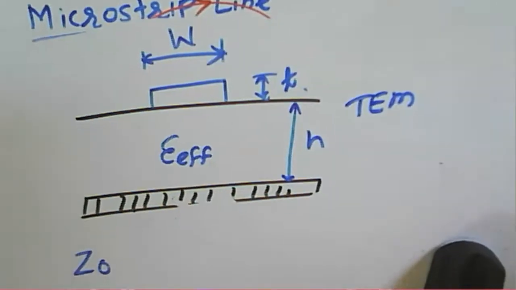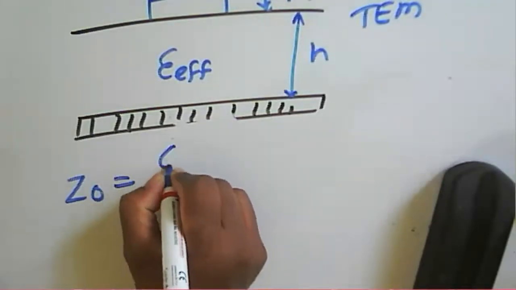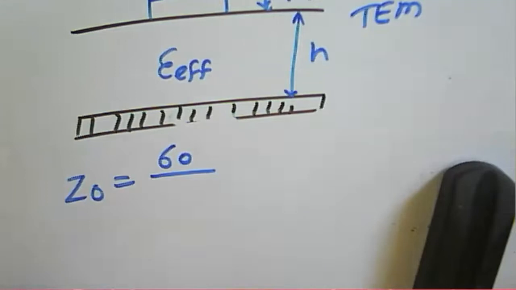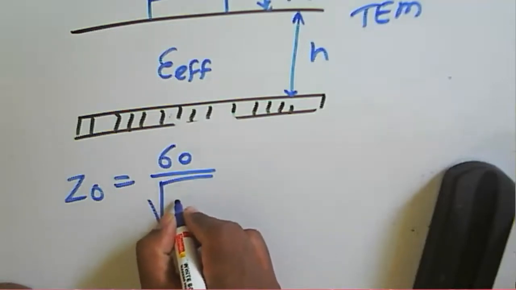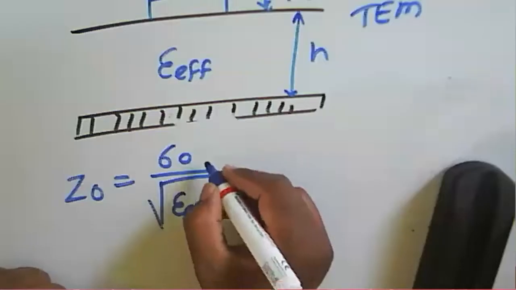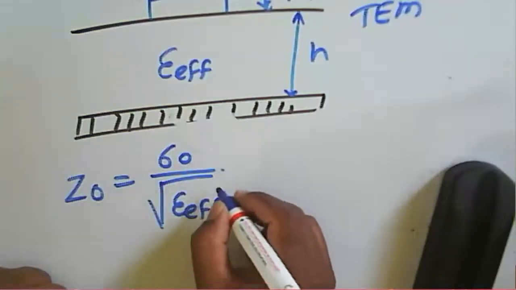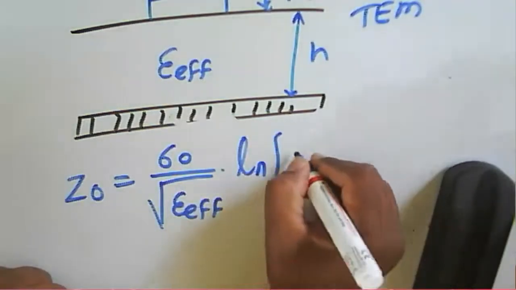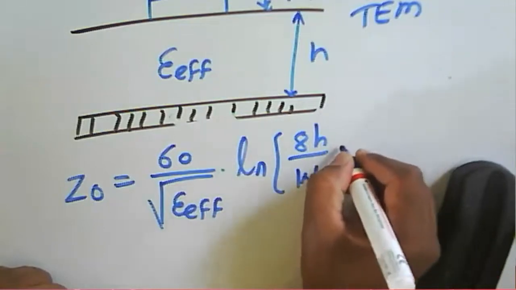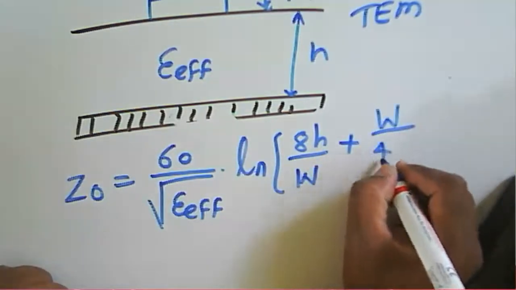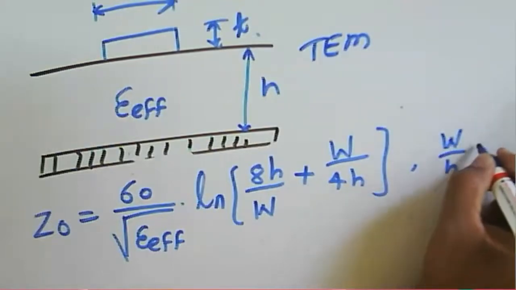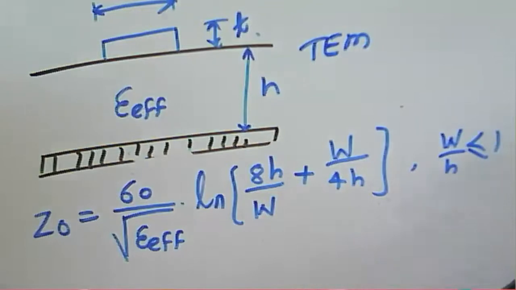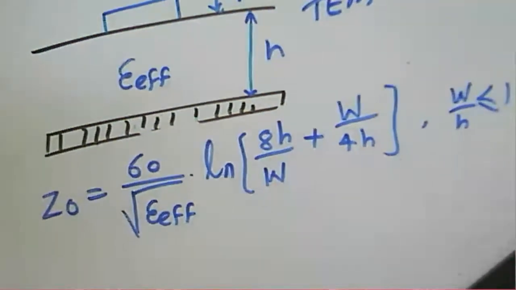So we write here the characteristic impedance value Z0. These are the analytical values I am writing directly, that come through the analysis: 60 into under root of the effective value, and the natural logarithm of 8H by W plus W by 4H. This equation is valid when W by H, the width by height, is less than 1.